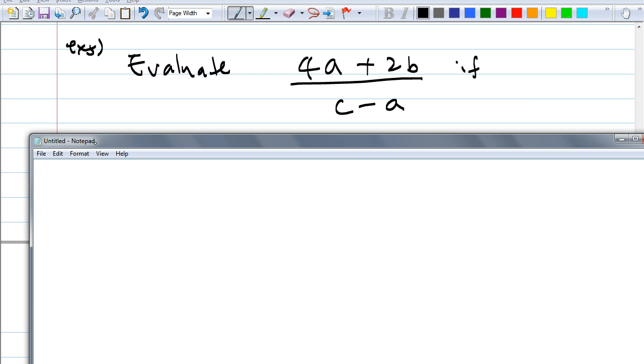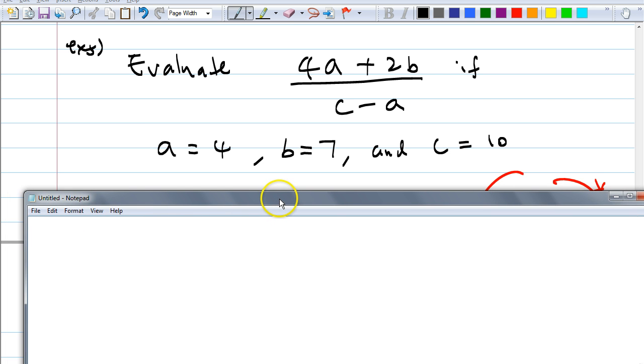When I say evaluate, it means I have to actually substitute something for the variables, with numbers. So if I just give you a problem like this, you can't do it. What do I have to give you? Exactly, what a, b, and c are equal to. Then you could evaluate. Does that make sense? So evaluate this if a is equal to 4, b is 7, and c is 10. Now we know how to evaluate this.